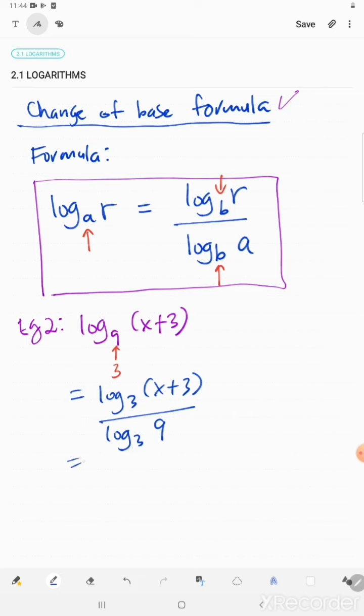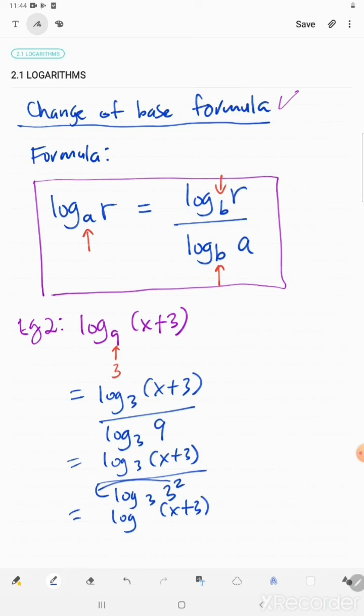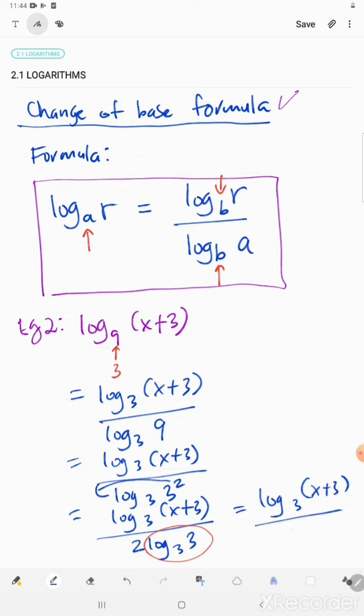We can also change the pattern, so it will be 3 power of 2, and you can bring it in front, so it will be log x plus 3 base 3 divided by 2 log 3 base 3. So we know that this part is equal to 1. So the final answer is log x plus 3 base 3 divided by 2. So this is the answer for example 2.